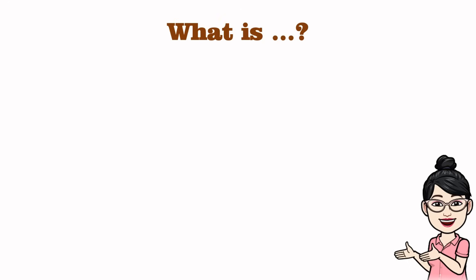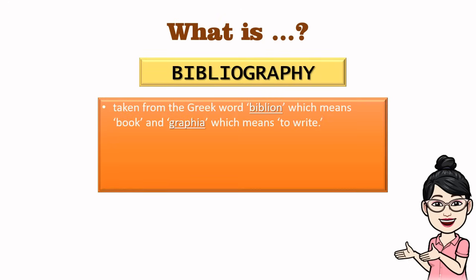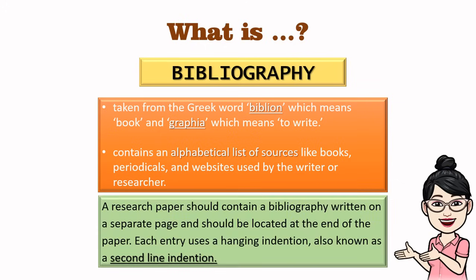What is bibliography? A bibliography is taken from the Greek word biblion, which means book, and graphia, which means to write. A bibliography contains an alphabetical list of sources like books, periodicals, and websites used by the writer or researcher. A research paper should contain a bibliography written on a separate page and should be located at the end of the paper. Each entry uses a hanging indentation, also known as a second line indentation.